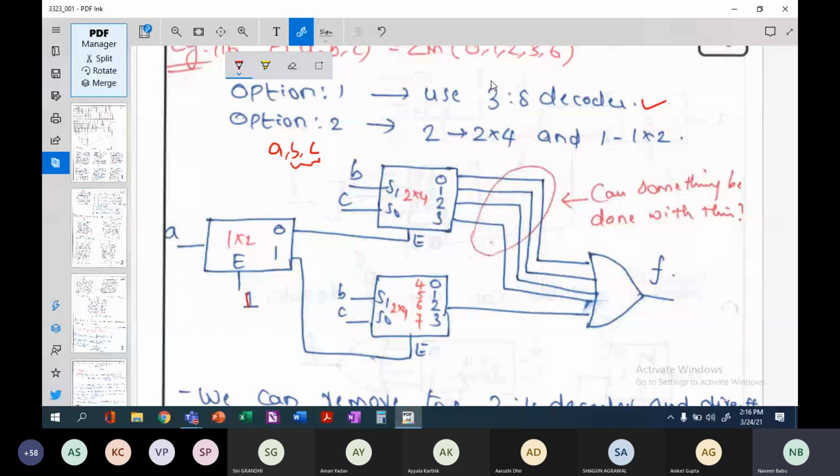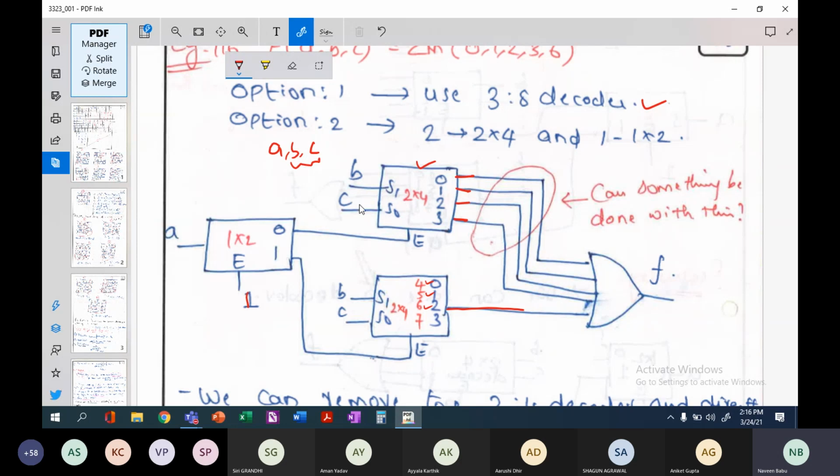So what are the outputs here? It is 0, 1, 2, 3, 6. So 0 corresponds to this line, 1 corresponds to this, 2 corresponds to this, and 3 corresponds to this. 6 corresponds to what? This is the 4th output, 5th output, and 6th output, so this corresponds to this one. But if you see here, for this particular decoder, we are using all the outputs. If we are using all the outputs, then can we minimize this? Yes, we can minimize this.